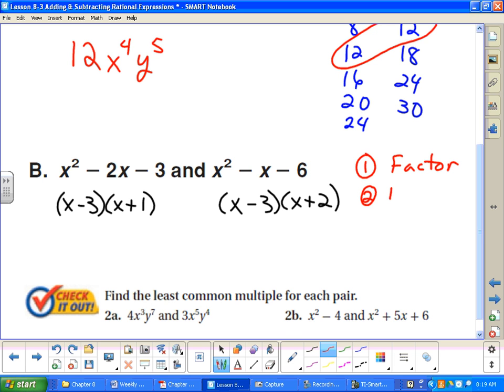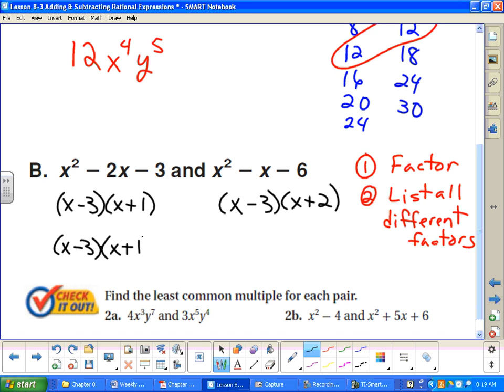Number 2, list all different factors. So we factored it, and now we're going to list all the different ones. So we have x minus 3, x plus 1. Now there's an x minus 3 over here too, but I already have x minus 3, so I don't list it again. And then x plus 2. Now, look at the degree of all those factors. The degree of all of our factors is 1.